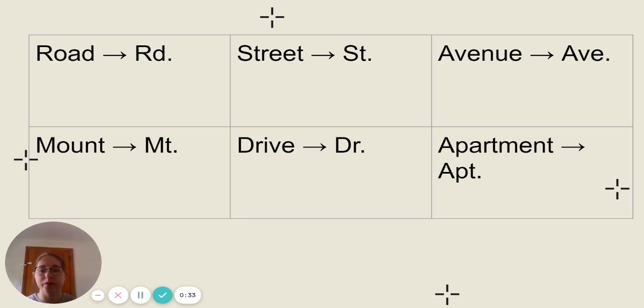Here are some examples of abbreviations that are used in street addresses. If you live on a road, we could abbreviate that as capital RD period. We have street, we would do capital ST period, avenue, capital AVE period, mount, capital MT period, drive, capital DR period, and apartment is capital APT period.